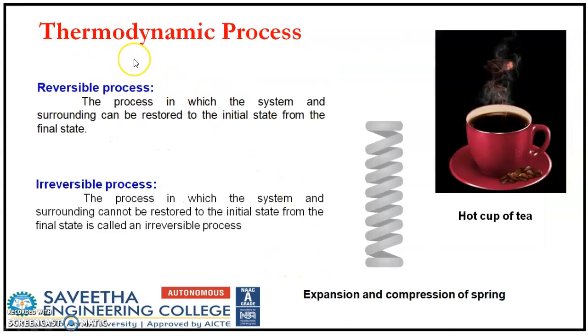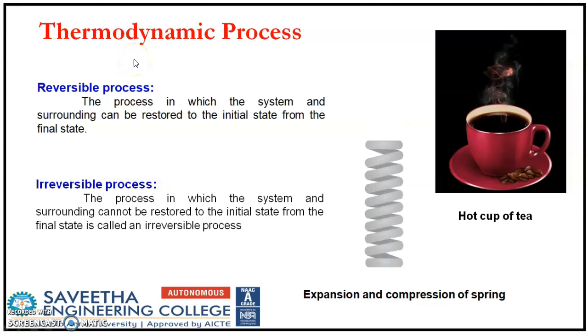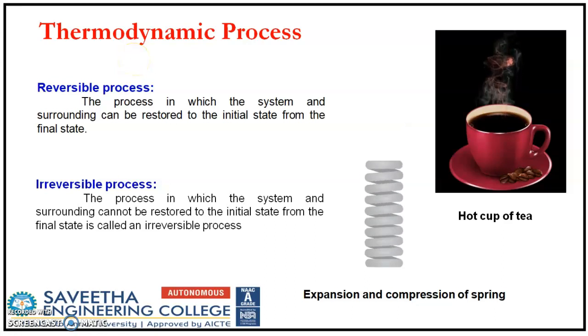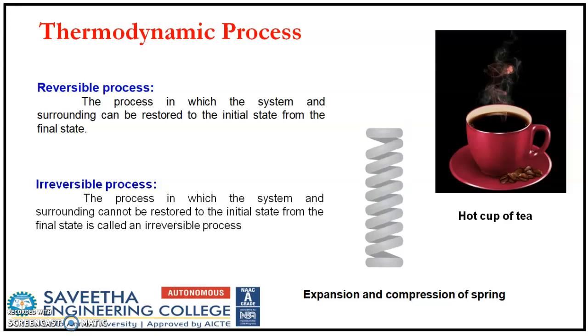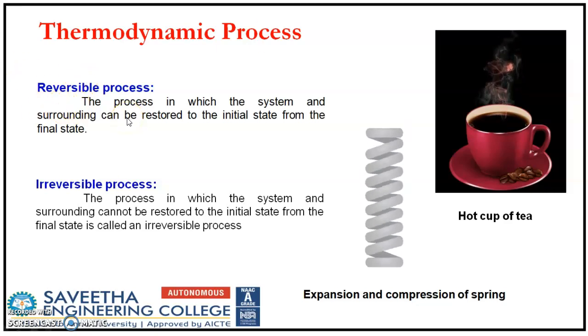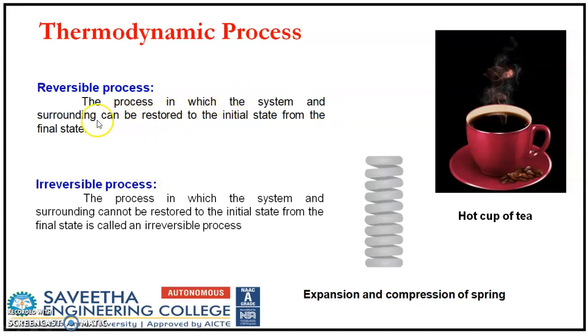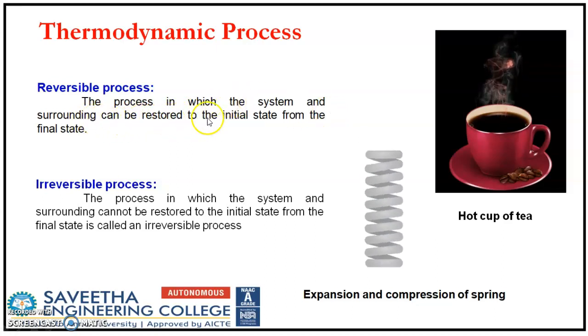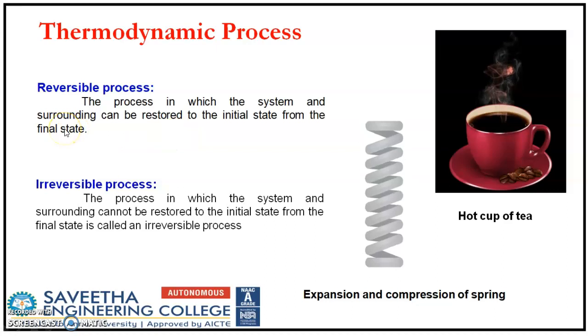Next, thermodynamic process. There are different types of processes in thermodynamics. The first is the reversible process: the process in which the system and the surroundings can be restored to the initial state from the final state.